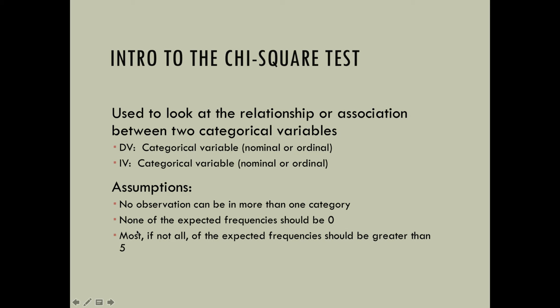None of the expected frequencies should be 0. So when we make the 2x2 table, there shouldn't be zeros in any of the boxes. And most, if not all, of the frequencies should be at least 5 in each box.